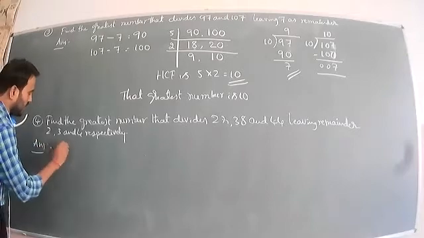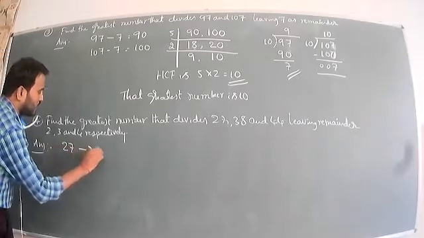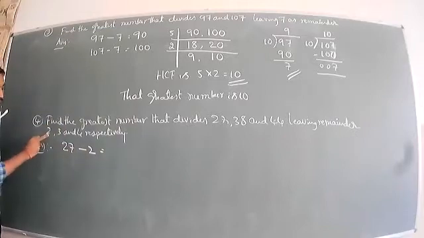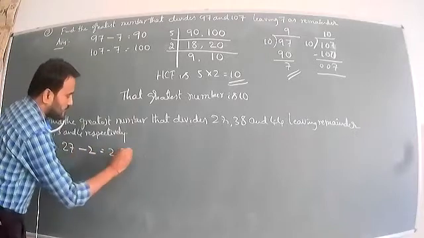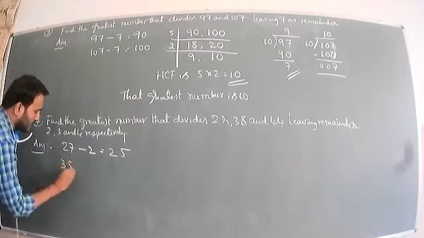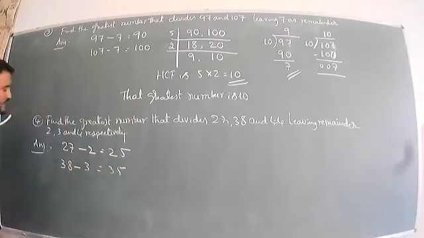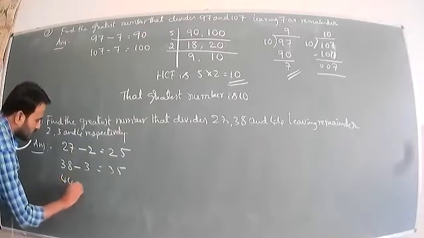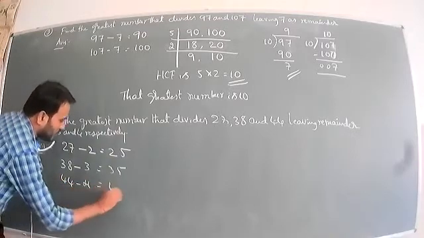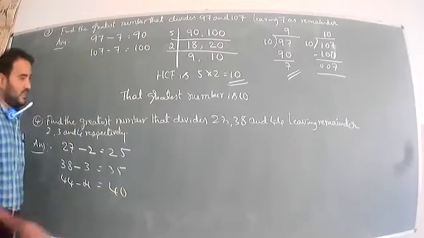Okay, 27 minus 2. 27 is your first number, 2 is the remainder. Okay, what is your number? 25. Next 38 minus 3. We get 35. Next 44 minus 4. We get 40. So find out the HCF.